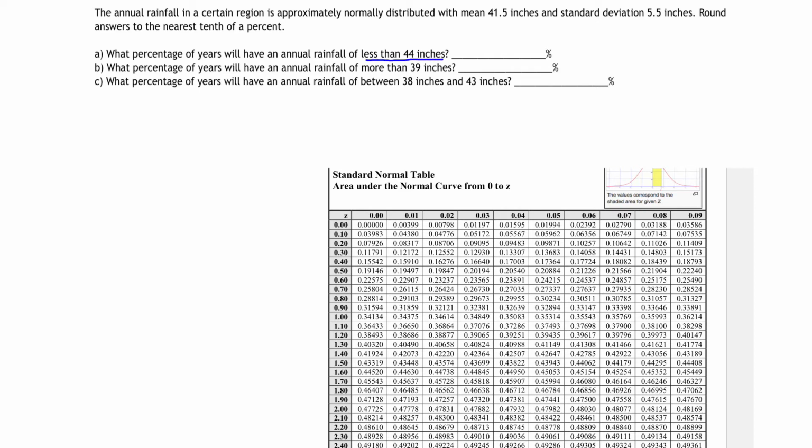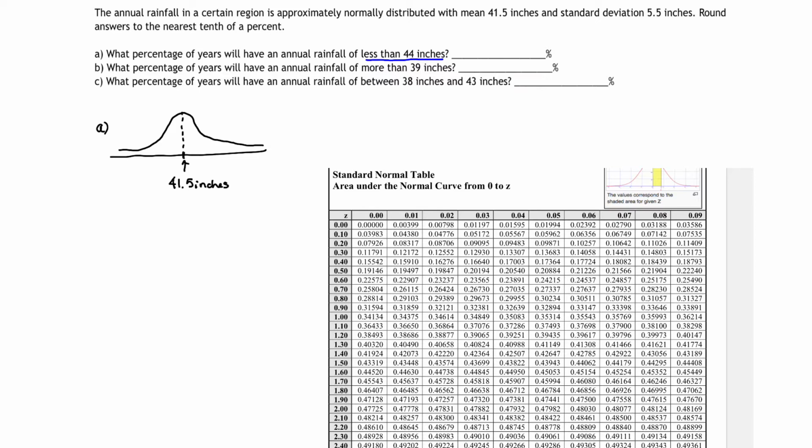All right, so how would we go about solving this problem? I think the first step is for me to visualize it. And so I like to draw a picture of my normal curve. And this just helps me to visualize everything that's going on. So I'm going to draw my normal curve that corresponds to this particular problem. The mean is 41.5 inches. So right here in the middle of my curve, that corresponds to 41.5 inches right there.